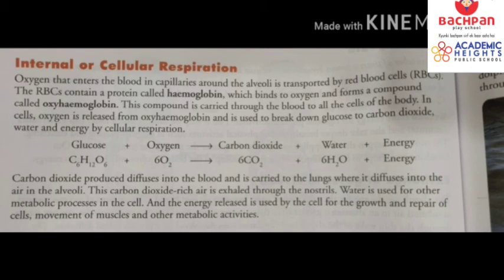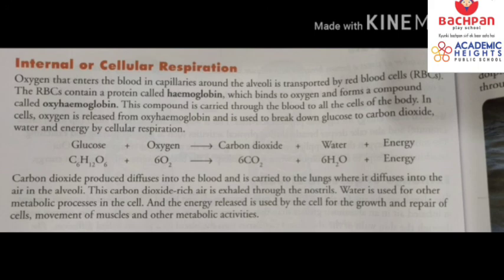Now carbon dioxide diffuses into the blood and is carried to the lungs, where it diffuses into the air in the alveoli. Okay, now the carbon dioxide rich air is exhaled through the nostrils and water is used for the metabolic processes, functions of the body, and the energy which is released is used by the cells for the growth and repair of the cells.